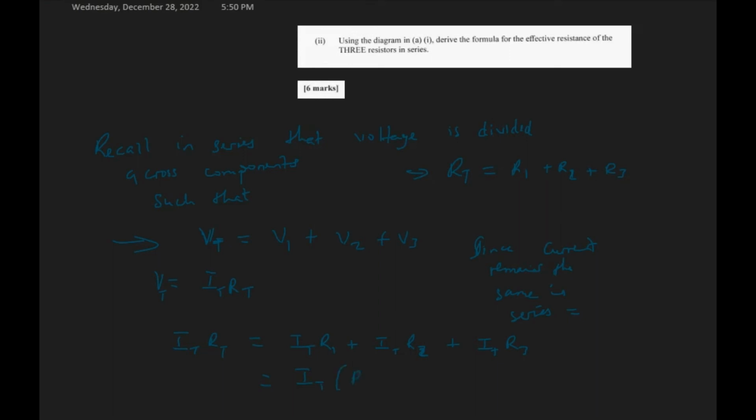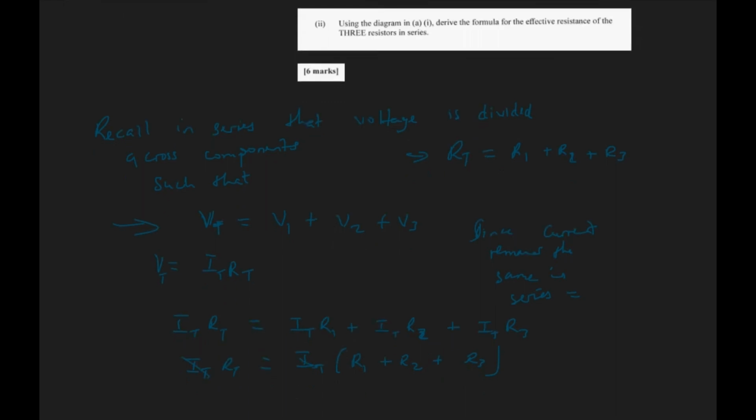So if we factor that out, we are now left with this. And by just using a bit of mathematics, because we have similar things on both sides, we can get rid of it. So at the end of the day, we're now left with the formula that we use to find the total resistance in series. So this is for a series circuit.